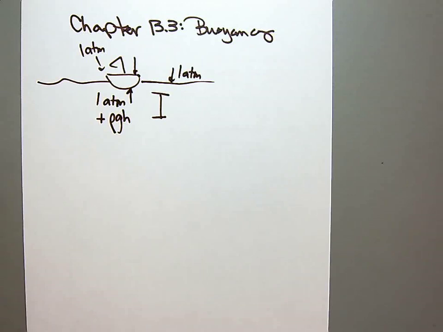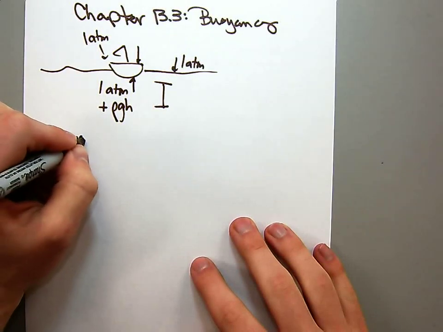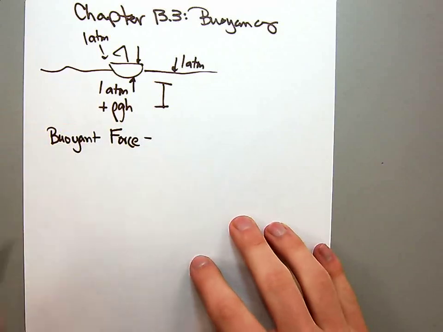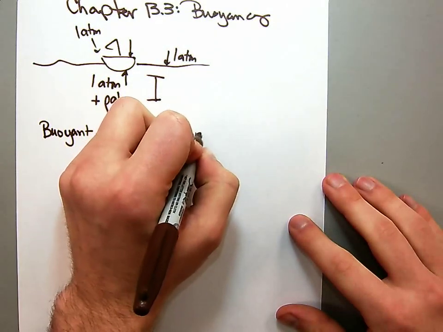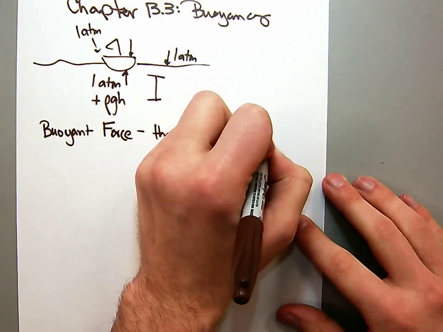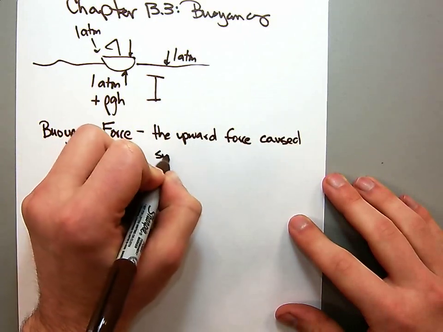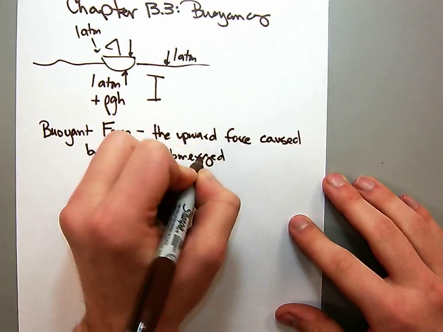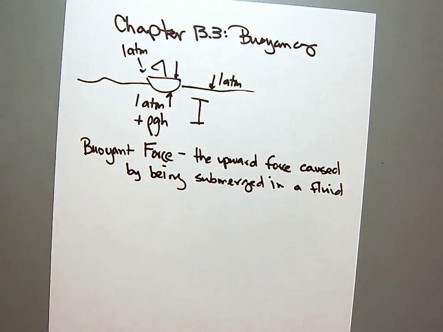Okay. So, since there's more force pushing up than there is pushing down, I know that boat is going to do what? Stay afloat. It's going to have a net upward force. Okay, I'm not talking about gravity right now. I'm talking about from pressure. There is a net force due to pressure here. That is called buoyancy, or the buoyant force. And the buoyant force is the upward force caused by being submerged in a fluid.